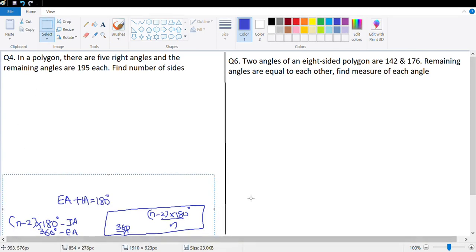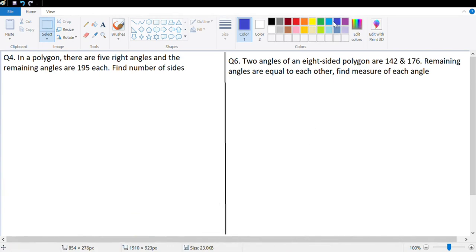So we are on question number 4. Question 4 says, in a polygon there are 5 right angles, and the remaining angles are 195 degrees each. Find the number of sides. So let's calculate the total sum of all angles of this polygon. Let the polygon have n sides.